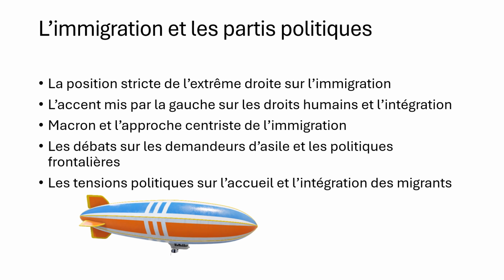Finally, political tensions over migrant reception and integration. Certain local governments, especially in big cities like Paris and Marseille, tend to have more pro-immigration policies, supporting social programs for migrants. Meanwhile, in some rural areas and conservative regions, there's strong opposition to immigration, and right-wing parties often gain support by linking it to social tensions, unemployment, and security concerns.